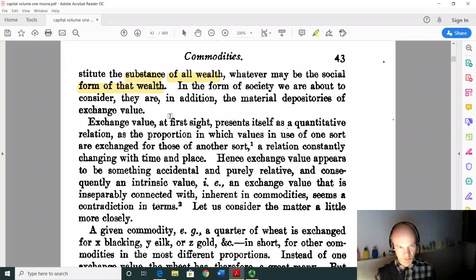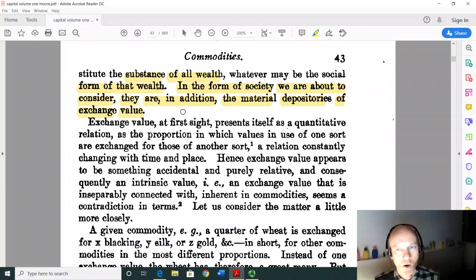And now it comes. This is sort of the super heavy sentence, this one here. In the form of society we are about to consider, our modern society, not any society, only this particular society. In this form of society, these useful things, the utilities, are in addition the material depositories of exchange value. Now, exchange value is the sort of complementary concept to use value.